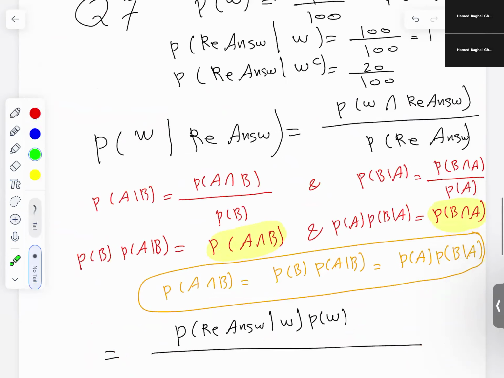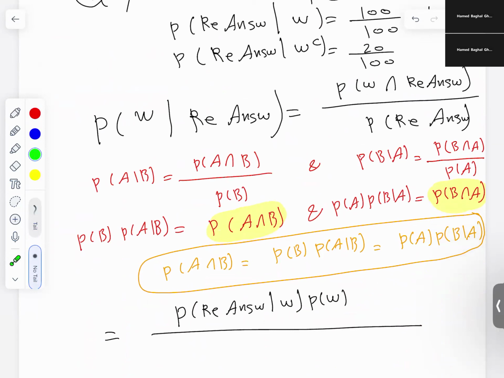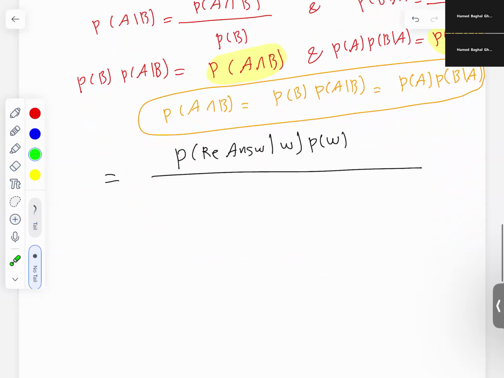Can I write W intersection the other way around to write it probability of W condition return answer? No. Probability of return answer you can write, but it won't help because you are after for this one. You don't know this. If you write W condition return answer, you don't know the amount of that to substitute here. Okay? Do you understand? Please, please, please, I implore you, if you don't understand, please let me know.